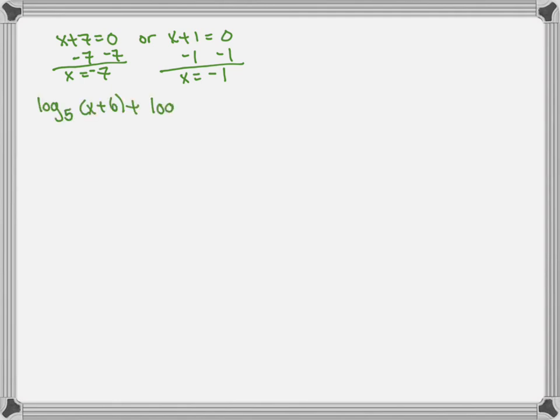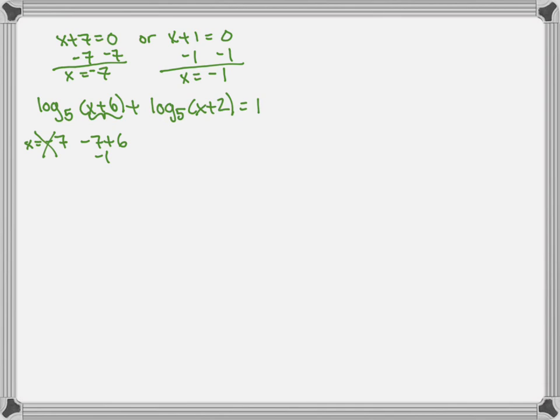So let's look at our original equation again. We had log base 5 of x plus 6 plus log base 5 of x plus 2 equals 1. So if our potential solutions are negative 7 and negative 1, we need to remember with logarithms, an argument cannot be negative. So if we're looking at x equals negative 7, if we put that into our first argument of x plus 6, negative 7 plus 6 equals negative 1, we have a negative argument. So that means negative 7 is extraneous and it's not a solution.